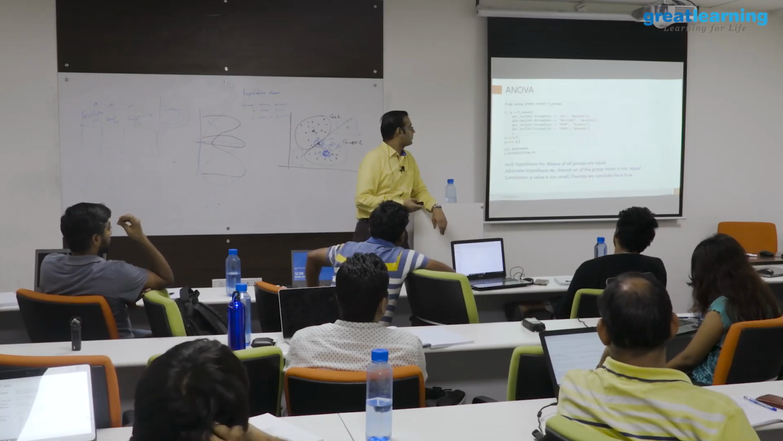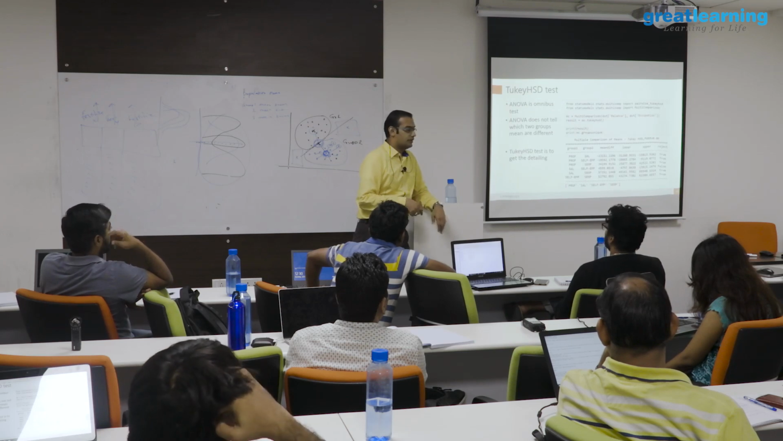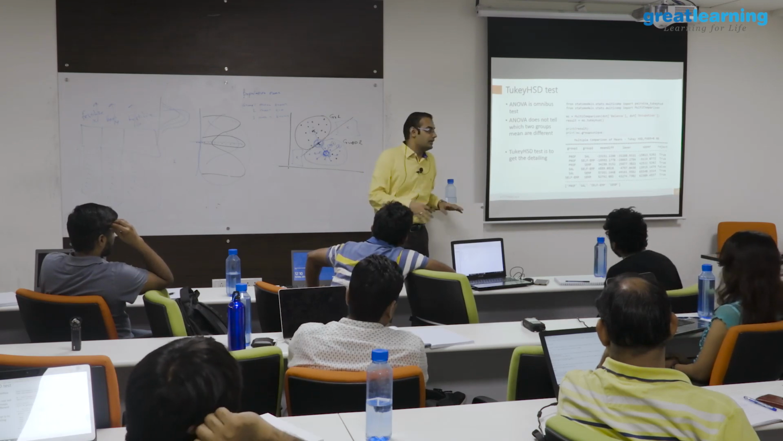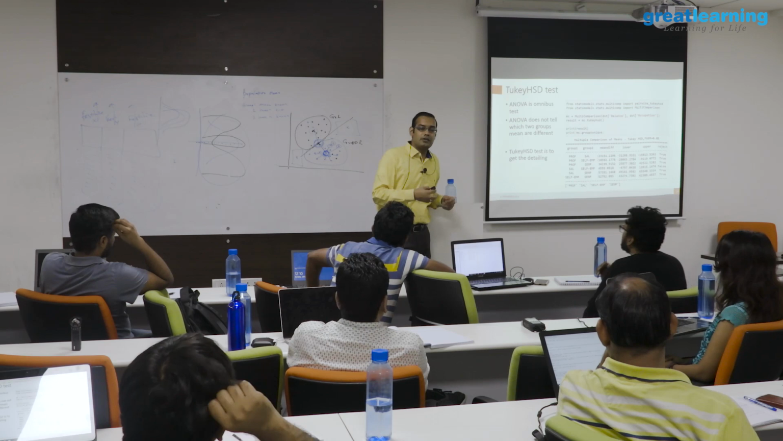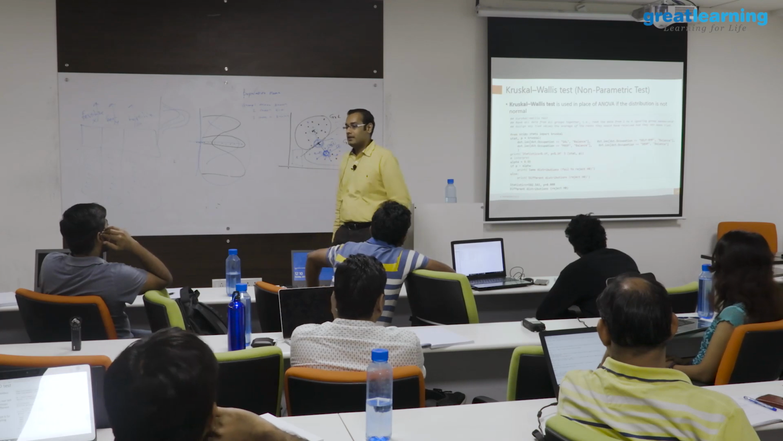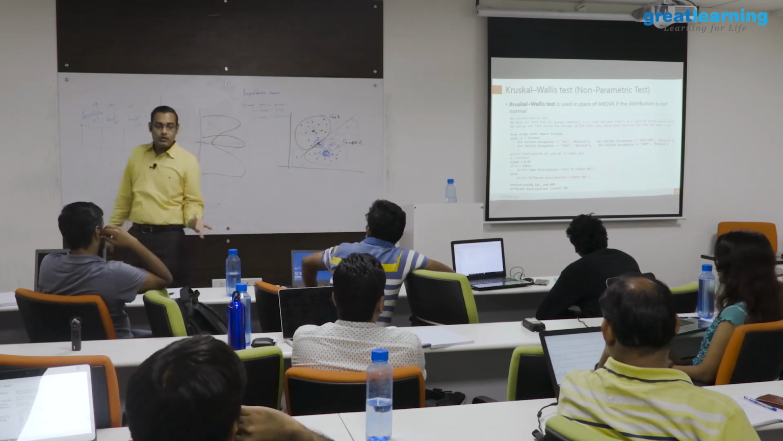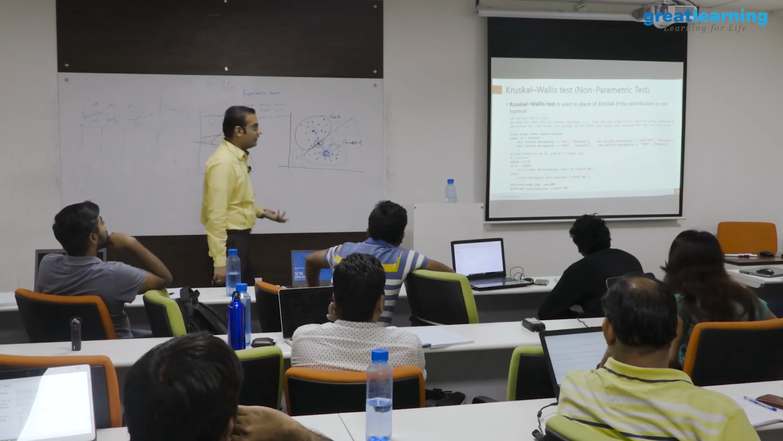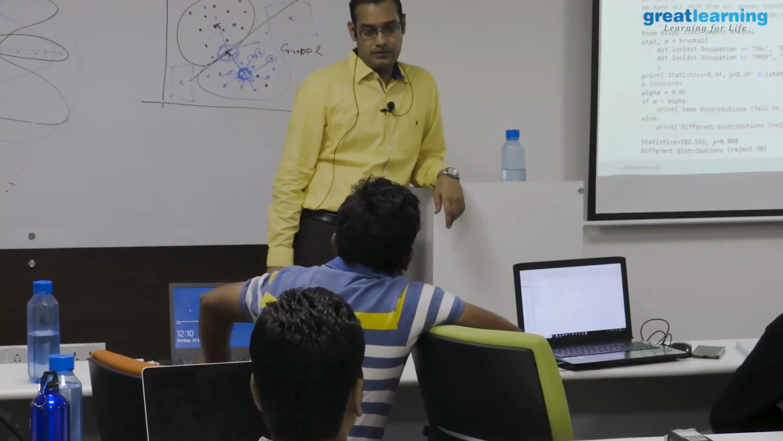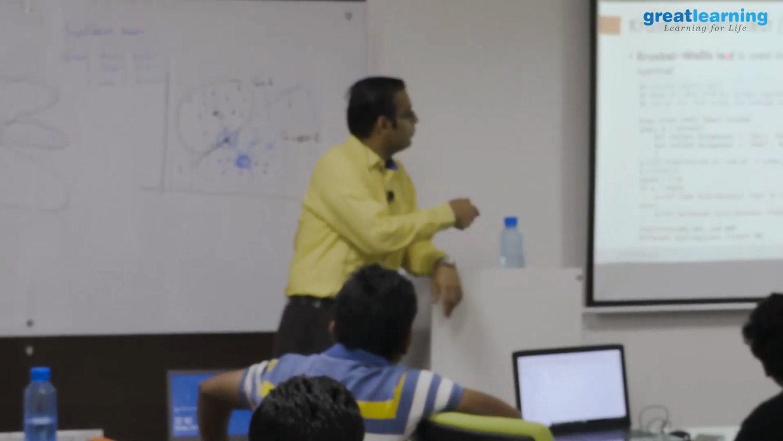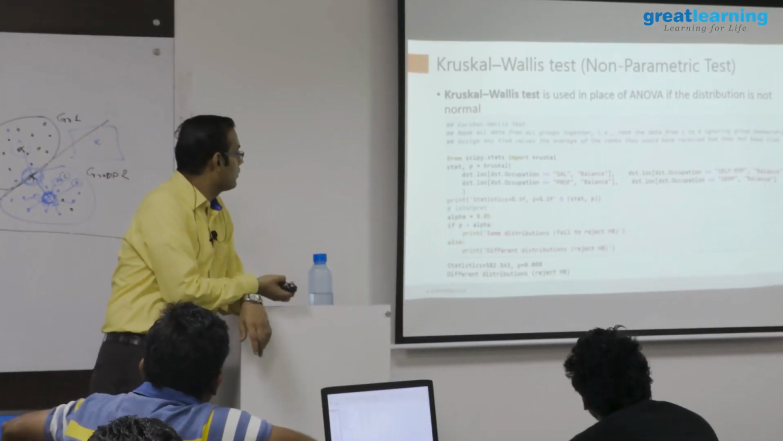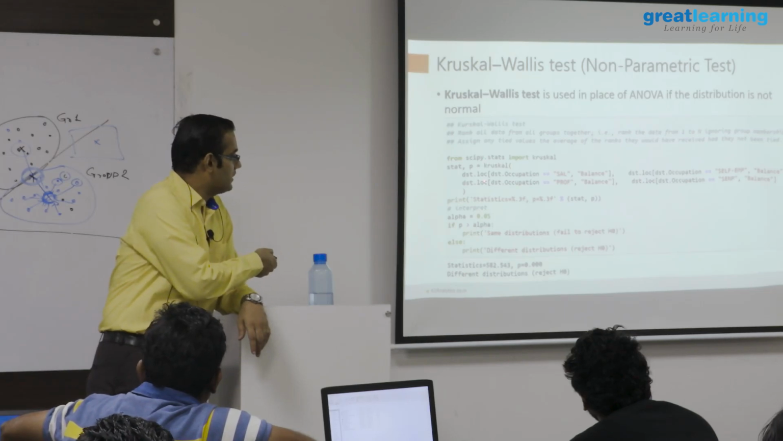What now you say, sir has taught everything and said that all conditions are failing. Still sir has gone ahead and taught to apply ANOVA. If all conditions are failing and you do not want to apply ANOVA because conditions are not being met, then use the Kruskal-Wallis non-parametric test. It is used in place of ANOVA if the distribution is not normal. My distribution is not normal. So I apply a Kruskal-Wallis test.